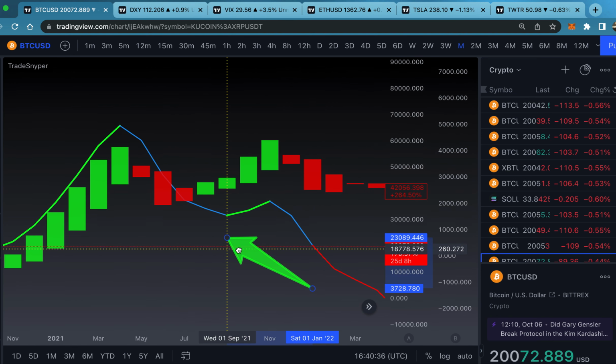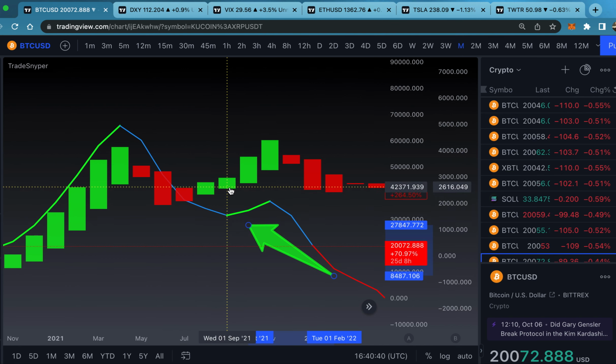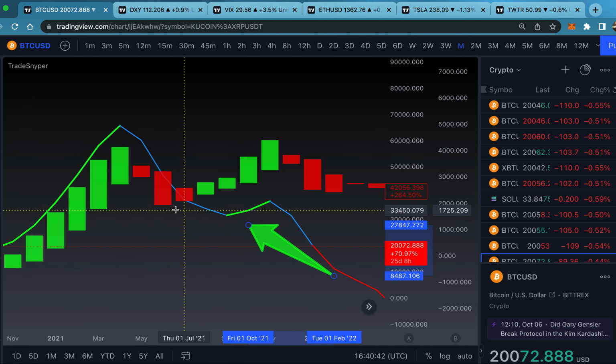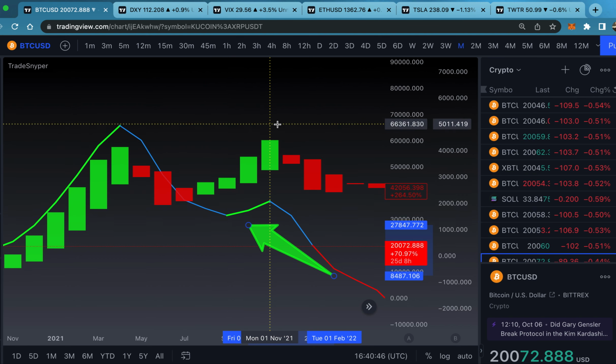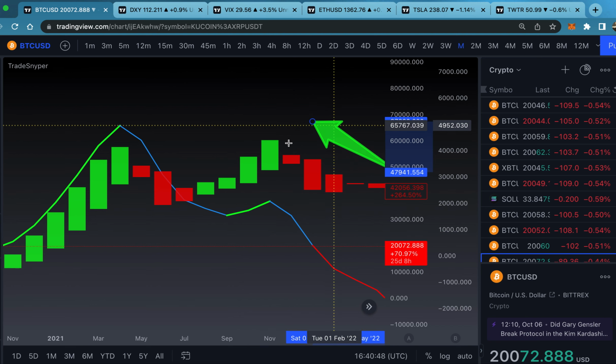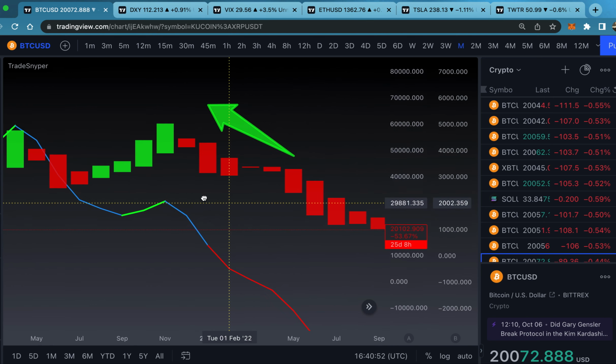Then the indicator flipped green, hyper green, got you right back in right here. If you sold here and got back in right around here, you would have ridden it from 40K all the way back up to 65K again. The indicator flipped blue on this candle, and then it started to downtrend here.